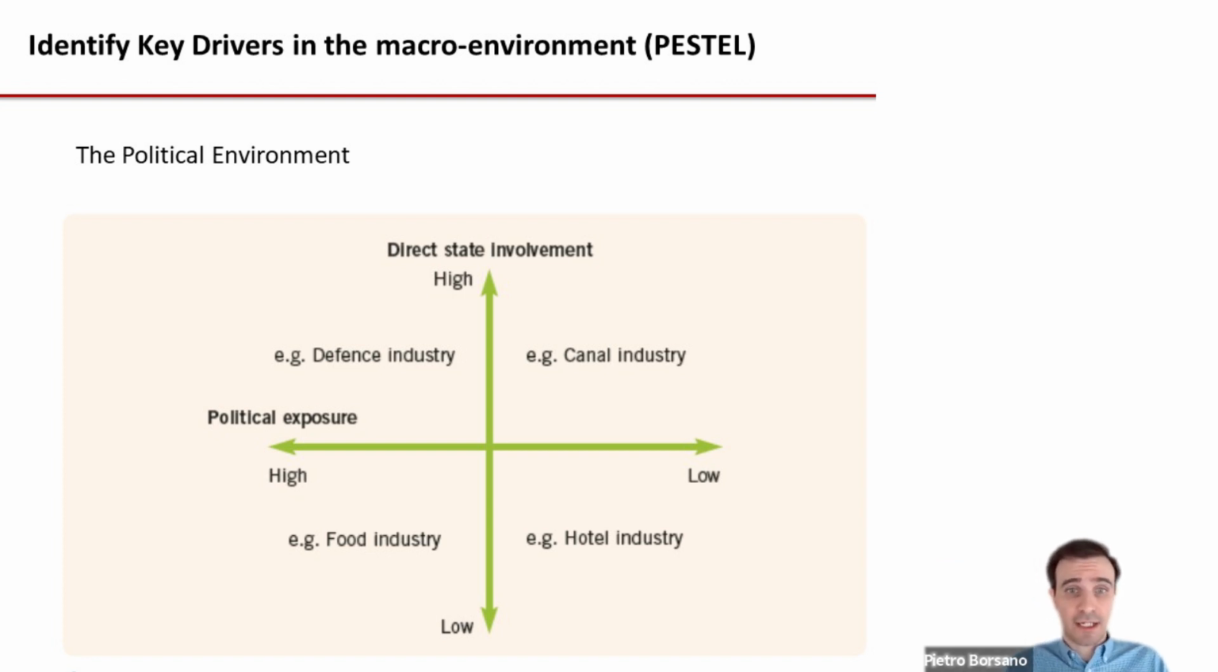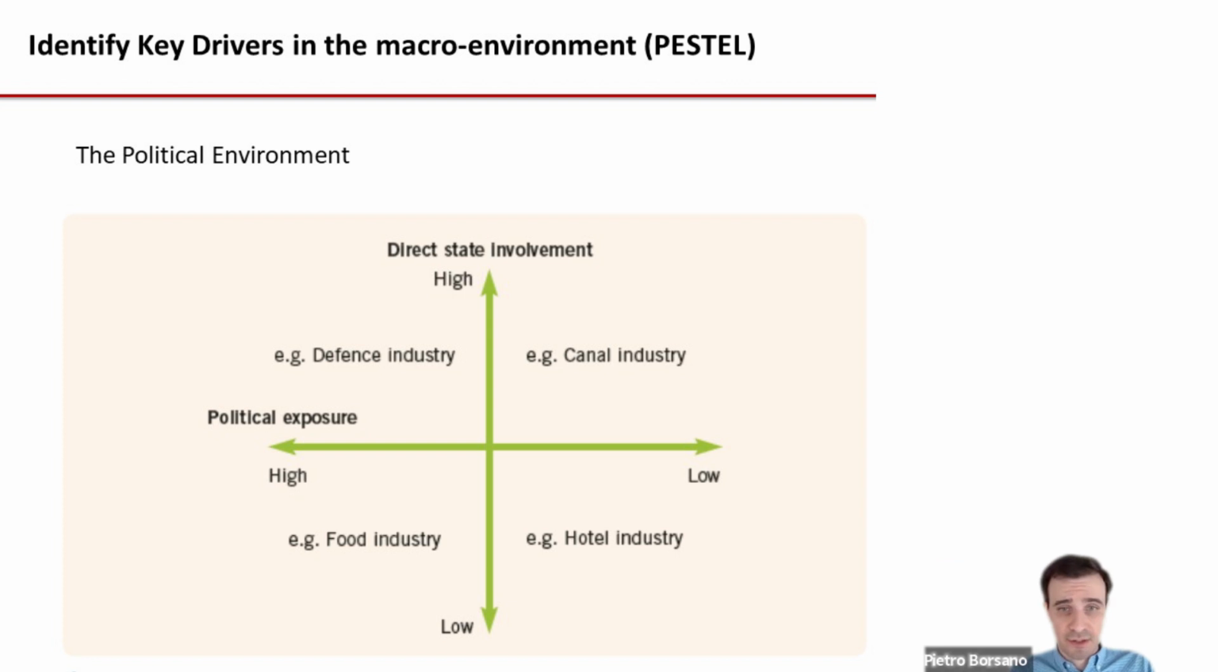And also, the main client of the defense industry is the state itself. So the state is generally the owner of this industry, but at the same time is also the customer of this industry. So this is an example of an industry that is heavily exposed to politics and with heavy involvement of government. Other industries could be more affected by political exposure.